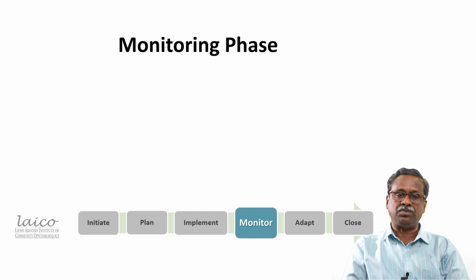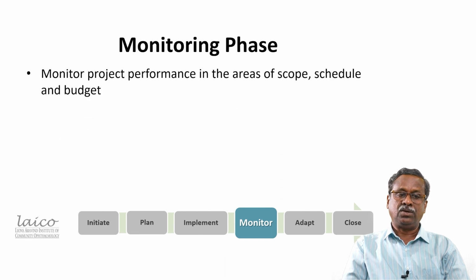And then the next phase is the monitoring phase. This is also a very important phase to monitor the project activities. Project monitoring is an important element in managing a project that keeps it on track, on time and within the budget. So the project manager should monitor project performance in the areas of scope, schedule and budget.